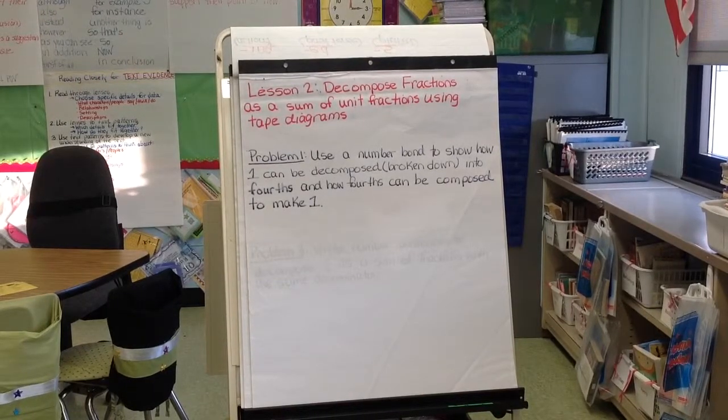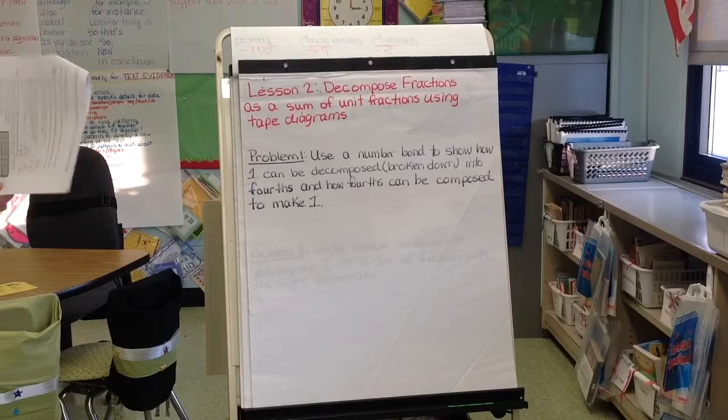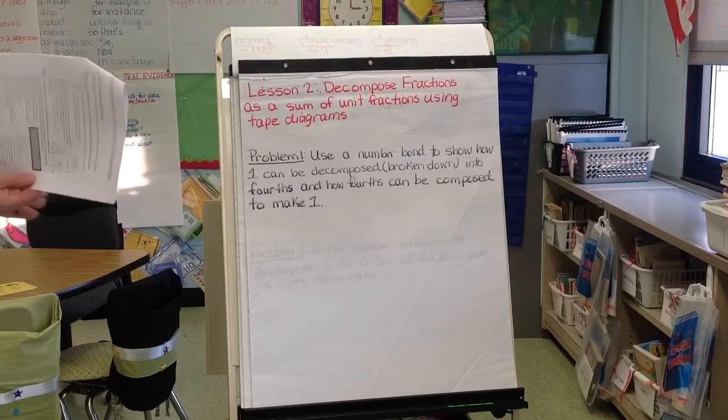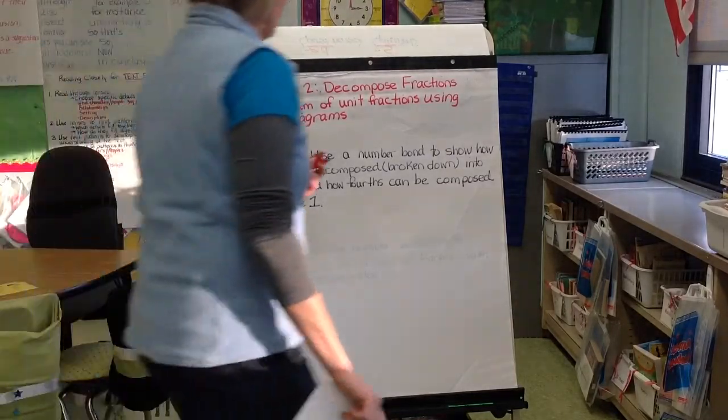Module 5, Lesson 2. Decomposed fractions is a sum of unit fractions using tape diagrams. Okay, the first thing we're going to do is use a number bond to show how 1 can be decomposed into fourths and how fourths can be composed to make 1. So we're going to first make a number bond for 1.